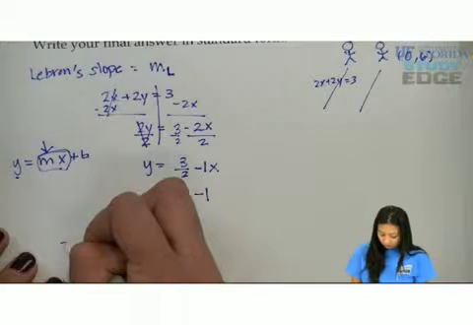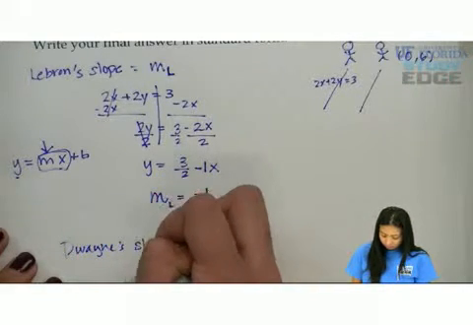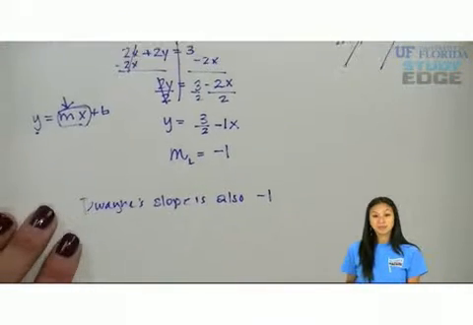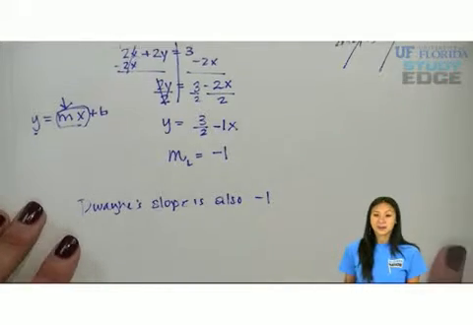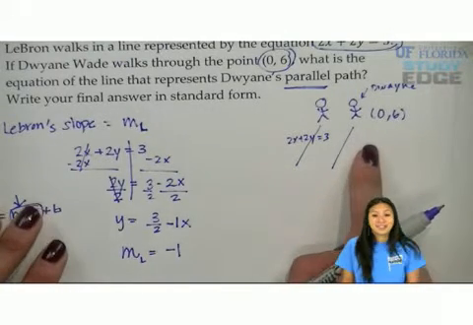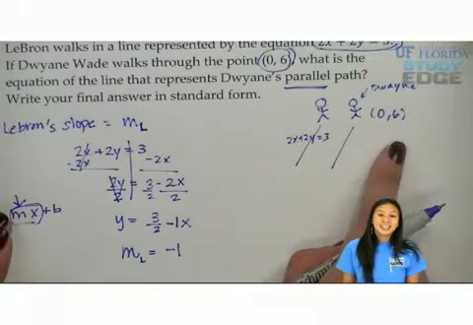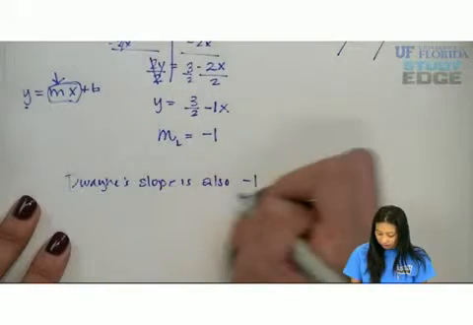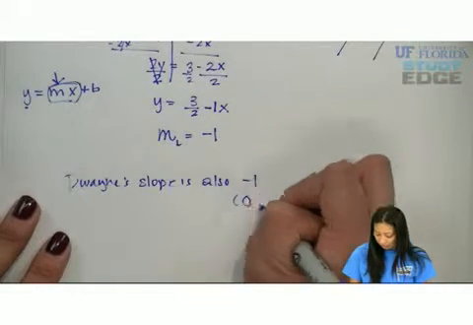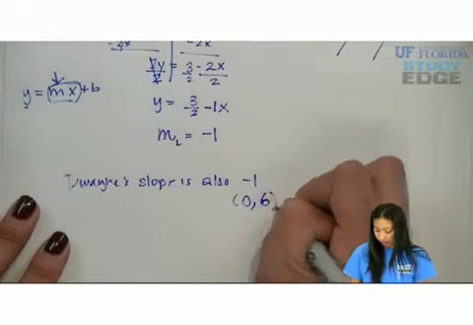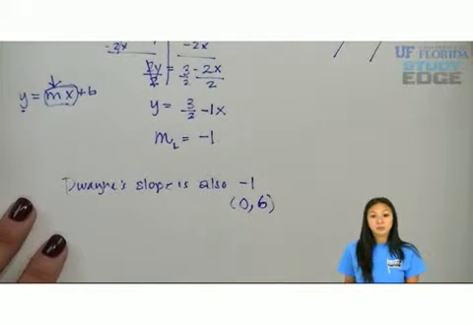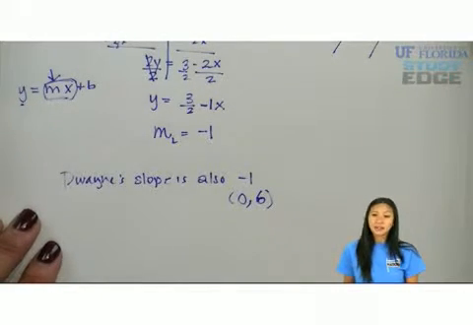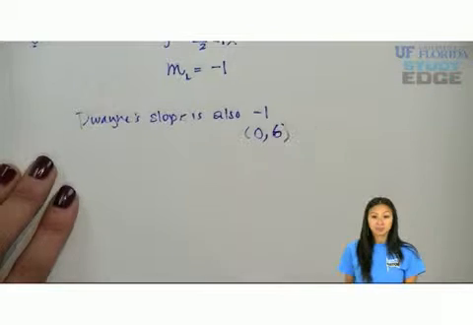So Dwayne's slope is also negative 1 then, because they're parallel. What else do I know about Dwayne? Besides that he's a really good basketball player, he passes through the point (0, 6). So I'm going to put the slope is negative 1, and he passes through the point (0, 6). I have a point, I have a slope. That sounds like it's time for the point-slope form. Point-slope form.